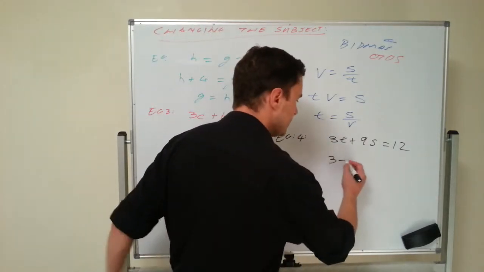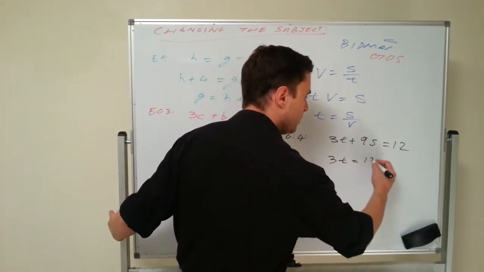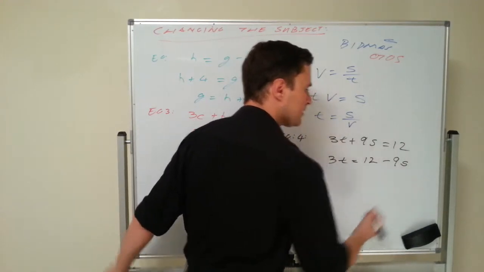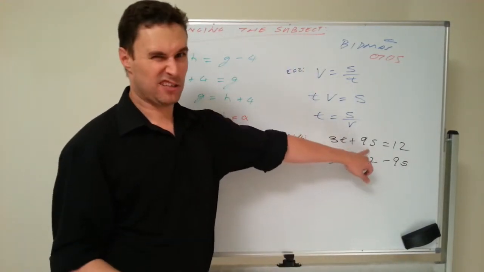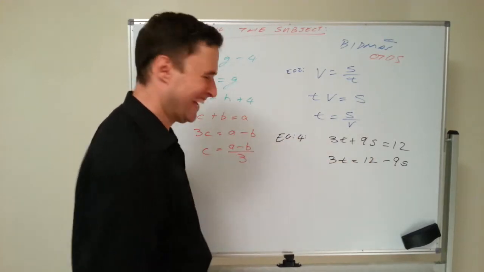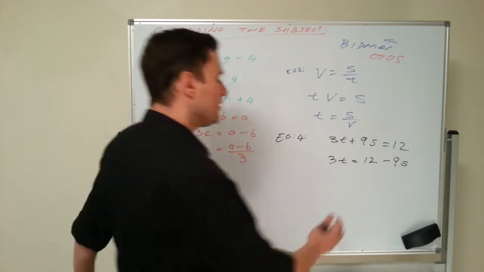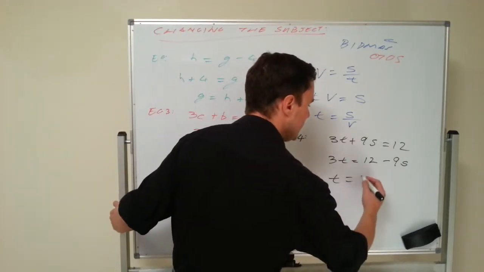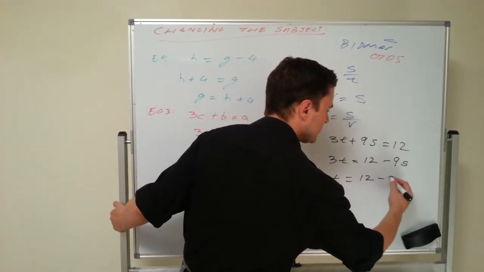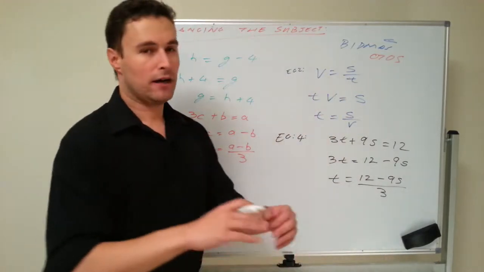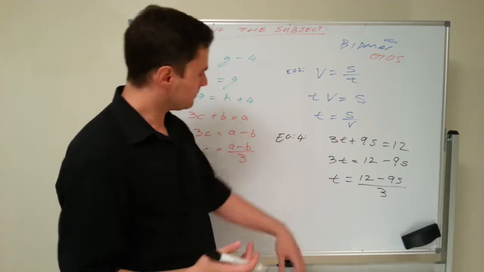So I've got the 3t, it still stays there, equals 12. Opposite of plus 9s is minus 9s. Minus 9s. Okay, sometimes my s's look like 5s. Bad, Mr. Rich. Now there, we've got that so far. Now we have to get rid of the times by 3. So opposite of times by 3 is divide by 3. Minus 9s, all divided by 3.